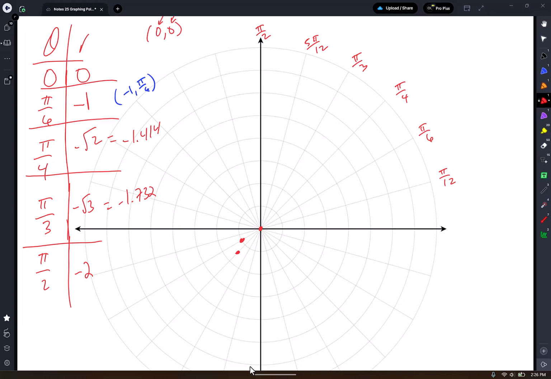Pi over 3. I'm looking at this ray right here, and I'm going to go in reverse. I'm going to be back in quadrant 3, so it's like right here. And then pi over 2, that's the positive y-axis, and I'm going in reverse. I'm going negative 2, so I'm going to be right here. Do you see a pattern? Let's connect it.